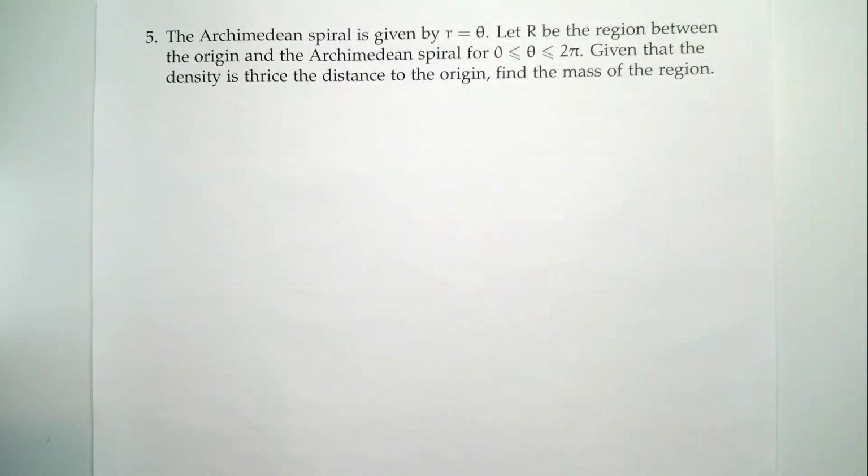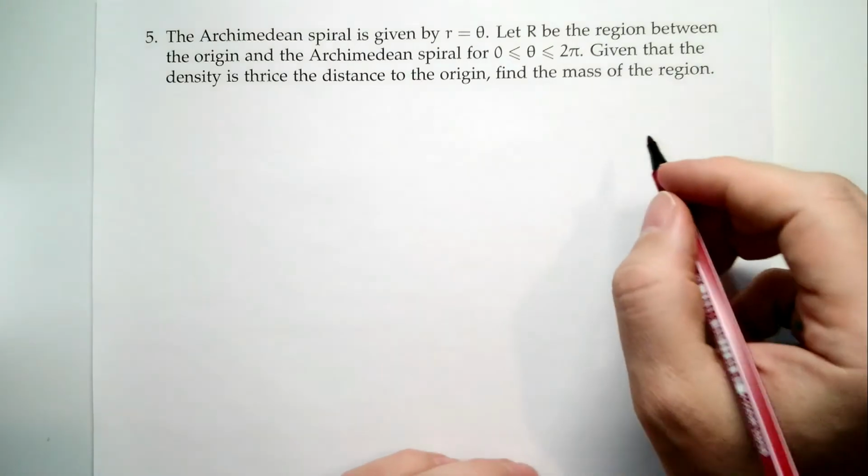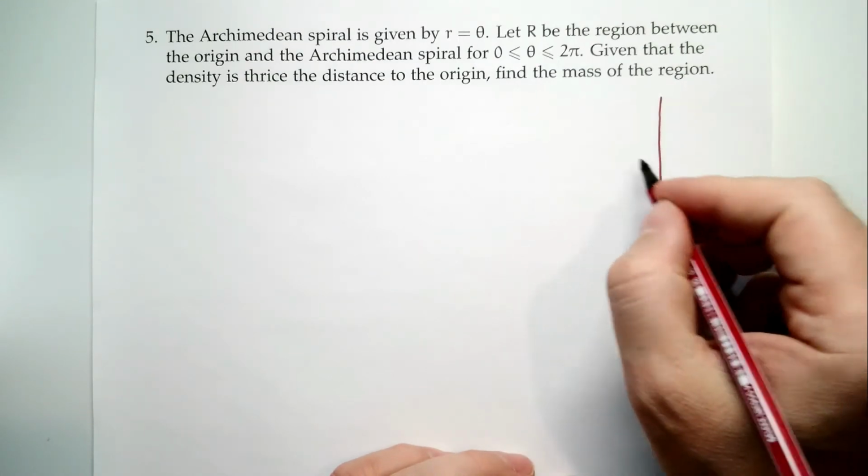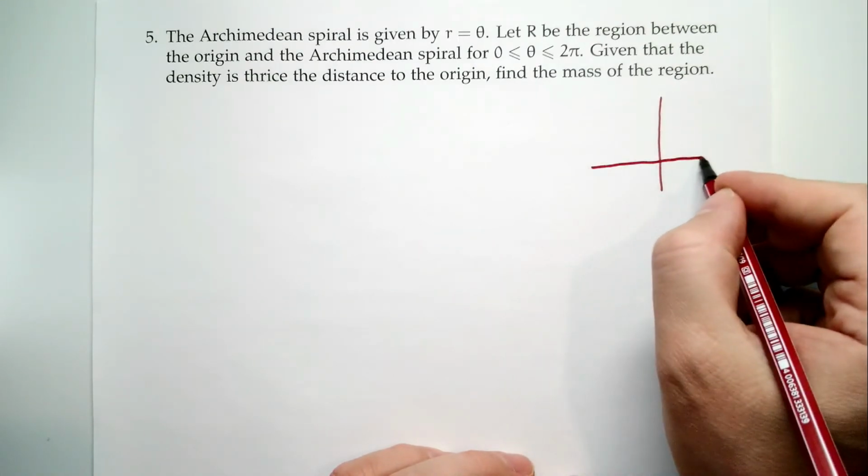The Archimedean spiral is given by r equals theta. Let R be the region between the origin and the Archimedean spiral for 0 less than or equal to theta less than or equal to 2 pi. So here's sort of a quick sketch.